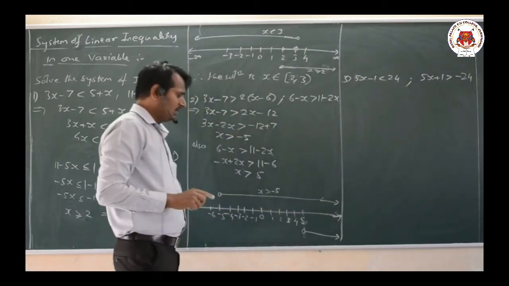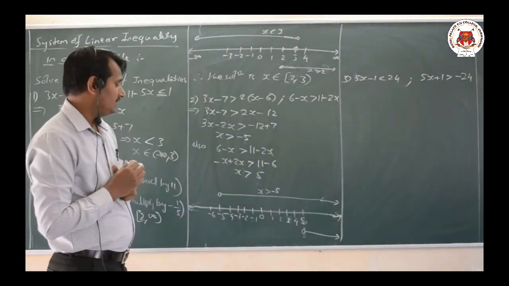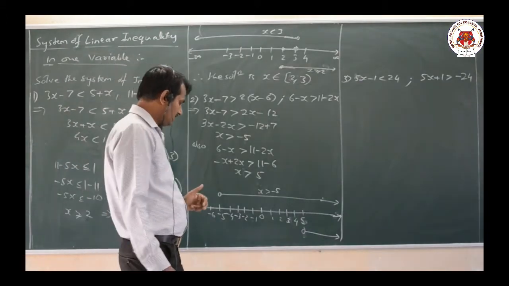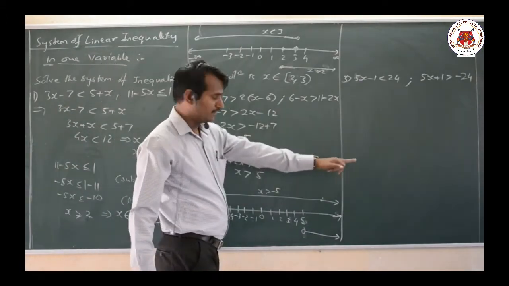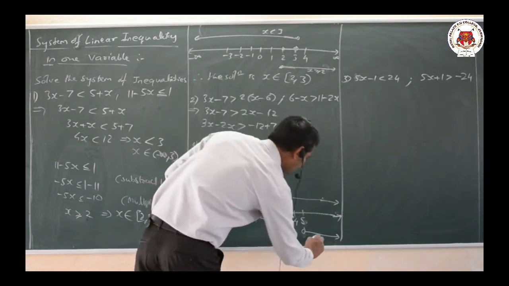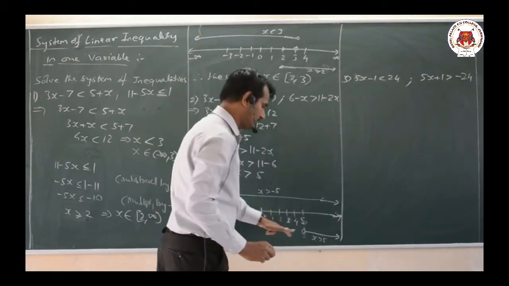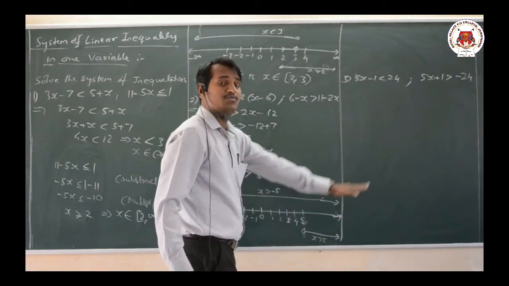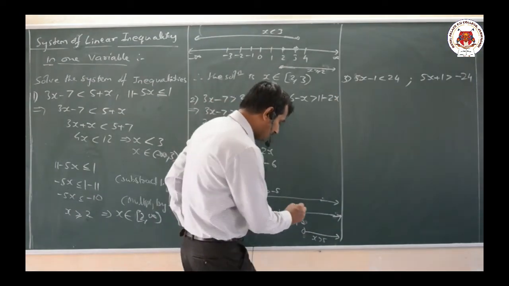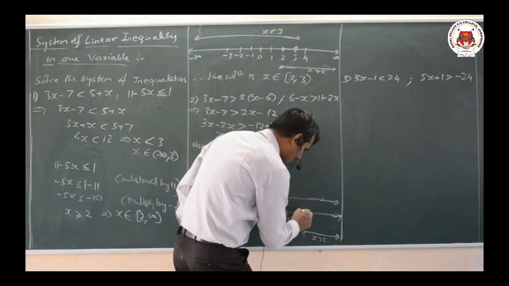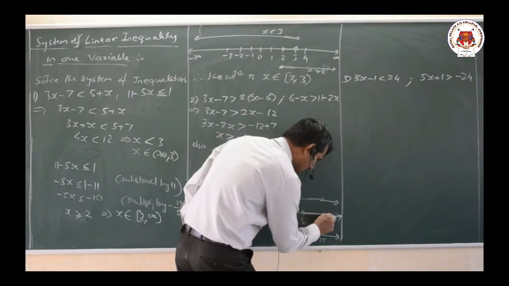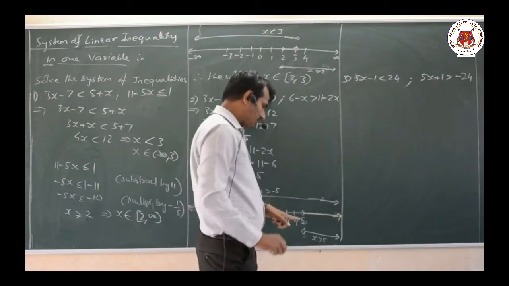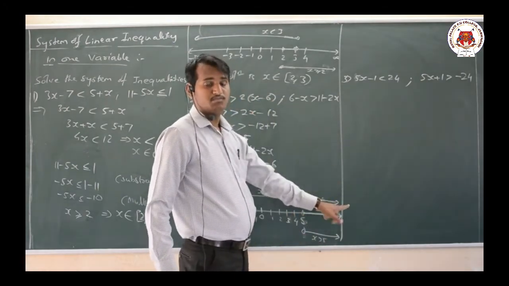Now here, which is a common region for both of the things? One thing is here, right from minus 5 till positive infinity, one solution, and here x is greater than 5, this is another solution, greater than 5 till infinity. And here we can observe that the common solution region for both of it is from here to here, that is from 5 till positive infinity.